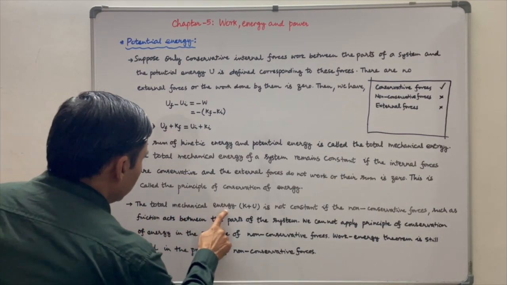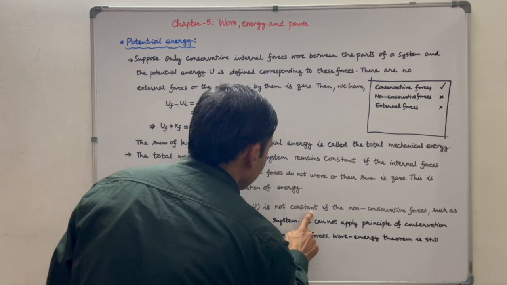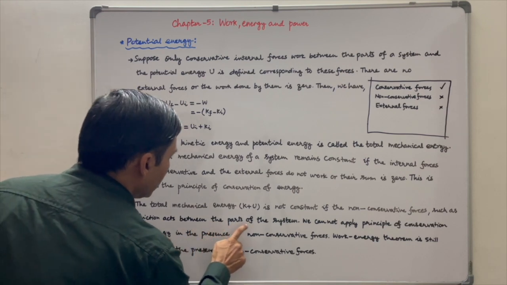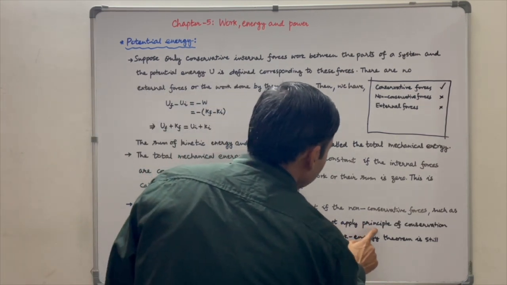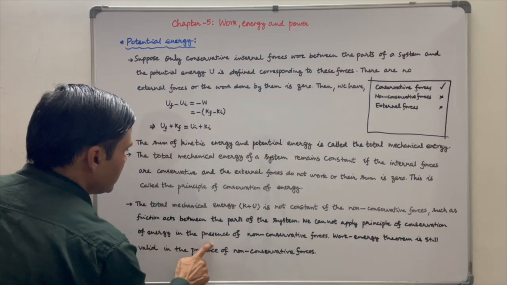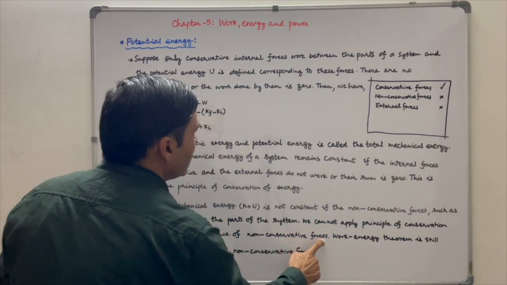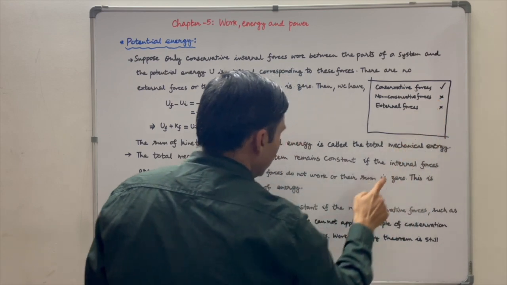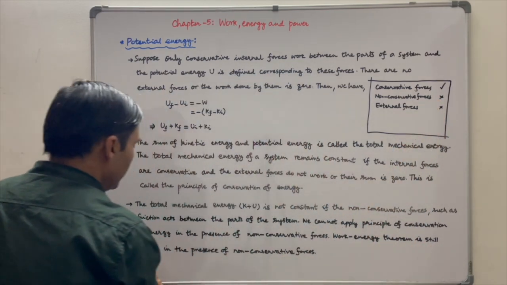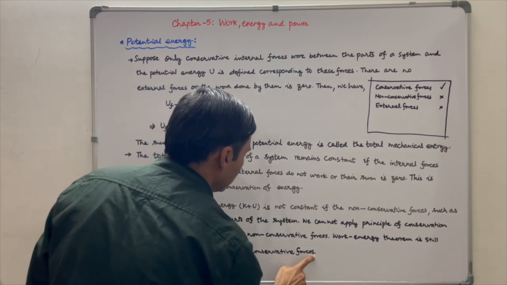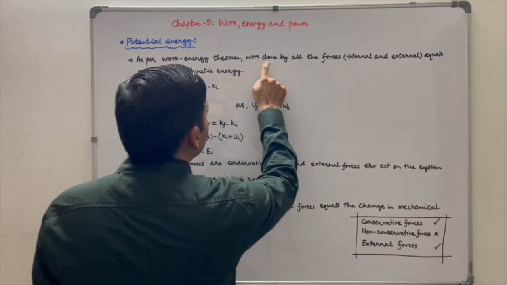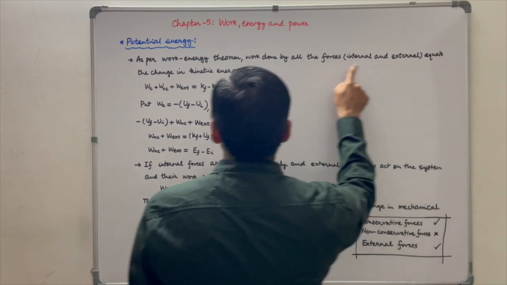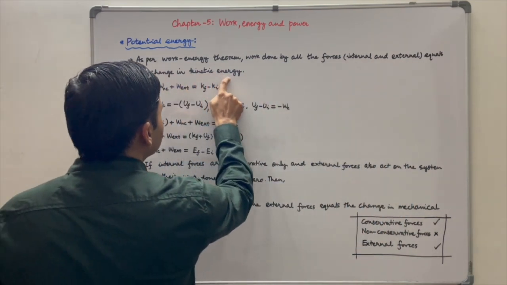The total mechanical energy K plus U is not constant if non-conservative forces such as friction act between the parts of the system. We cannot apply the principle of conservation of energy in the presence of non-conservative forces. That means if this is strict, we cannot apply the principle of conservation of energy. However, the work energy theorem is still valid in the presence of non-conservative forces. As per the work energy theorem, work done by all the forces, internal as well as external forces, equals the change in the kinetic energy of the system.